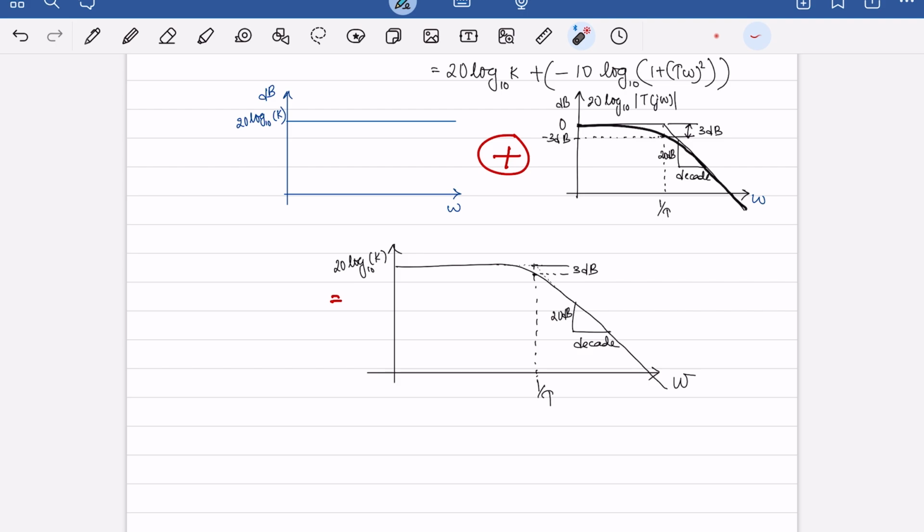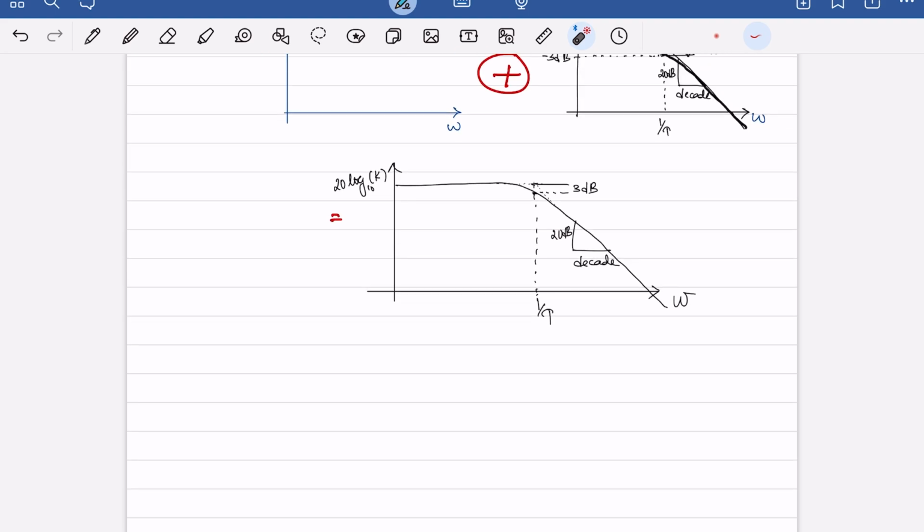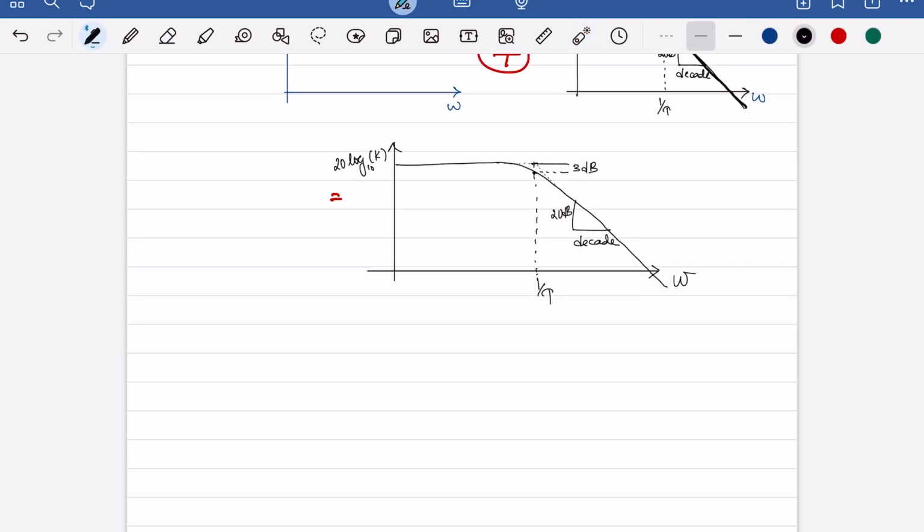We can probably also address the phase plot in the time that I have left. So the phase plot, as I mentioned, is the comparison of the phase angle with the omega. So here the y-axis is just the angle of T of j omega. There's no fancy decibels or anything. It's just radians, and so you can call it phi maybe. And here we're looking at omega.